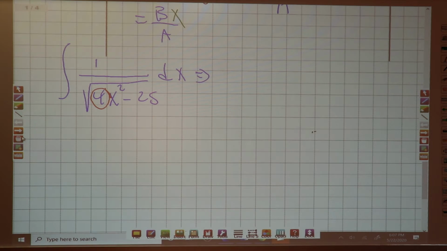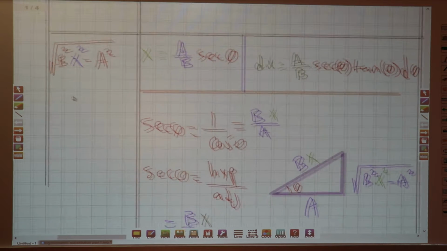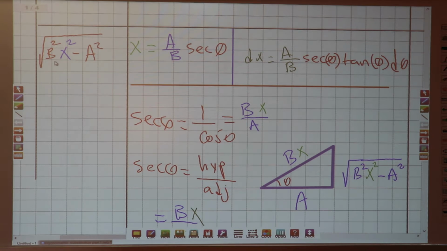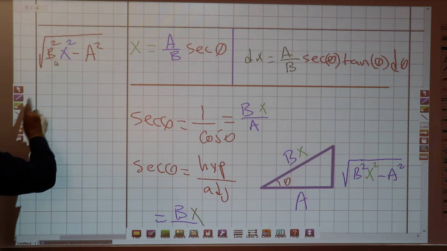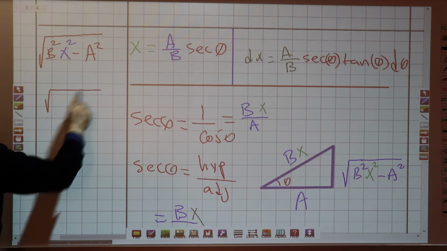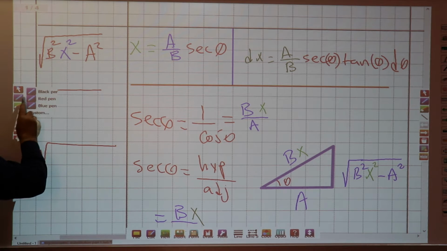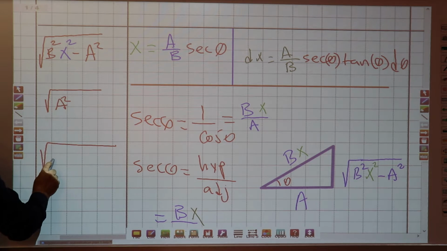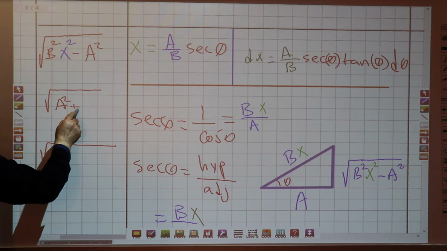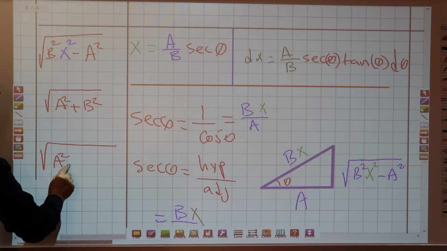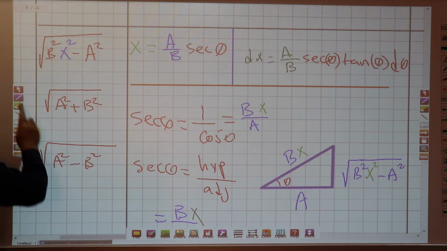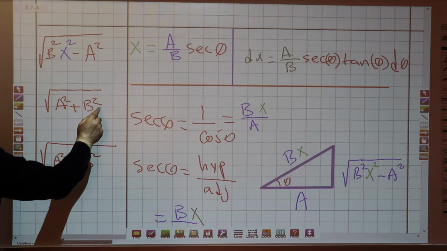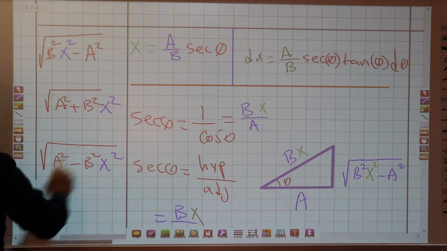Okay, this is my example. This is the last form, which is bx squared. Watch here, I kept b always with the x in any form. If you compare, we have only 3 forms. Look here, this one, and this is the third. a squared plus b squared x squared, a squared minus b squared x squared, and b squared x squared minus a squared.